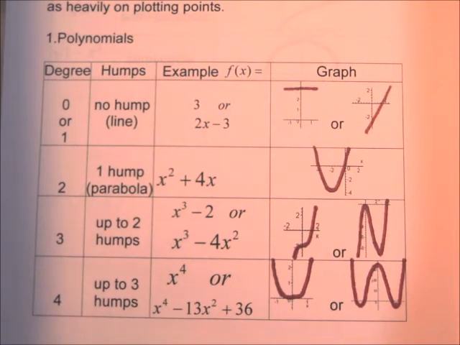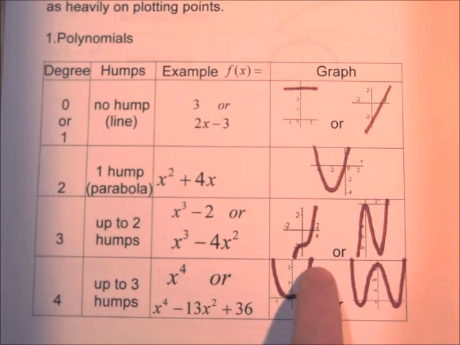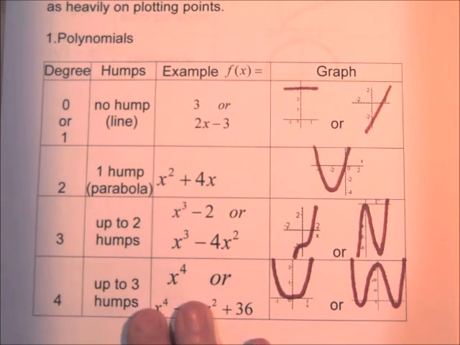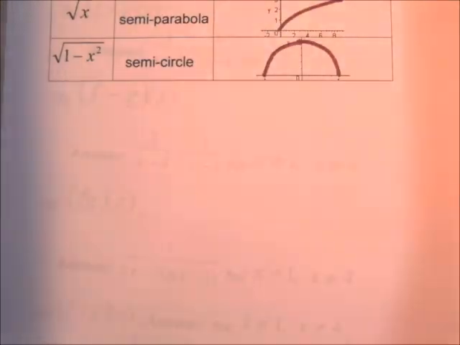Degree 4, x to the 4th, or x to the 4th minus 13x squared plus 36. Highest power of x is 4. X to the 4th, the humps kind of flatten out again. X to the 4th minus 13x squared plus 36, you have 3 humps. There's one here, one there, and one there. So degree 4 has up to 3 humps. But we'll study polynomials in more detail later in the semester.